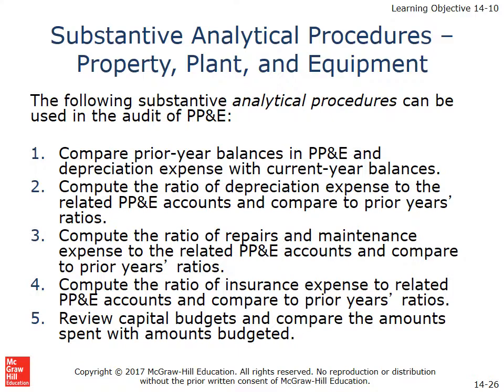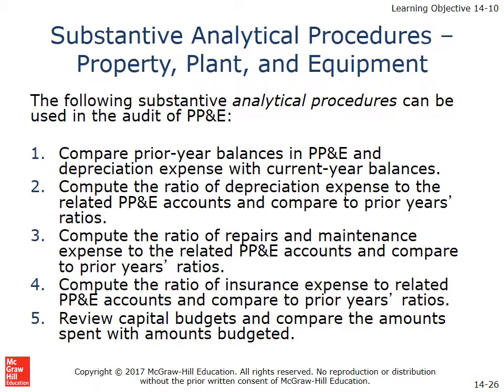Once we assess our control risk, we can now plan for our substantive analytical procedures. Some typical types of procedures: compare prior year balances and depreciation expense with current year. Compute the ratio of depreciation expense to the related PP&E accounts and compare it to prior year ratios. Compute the ratio of repairs and maintenance to the related PP&E accounts and compare to prior year's ratios.